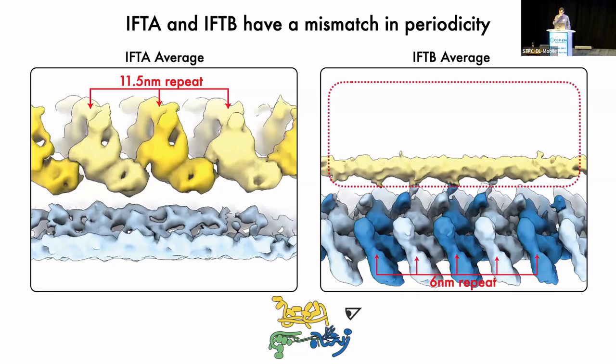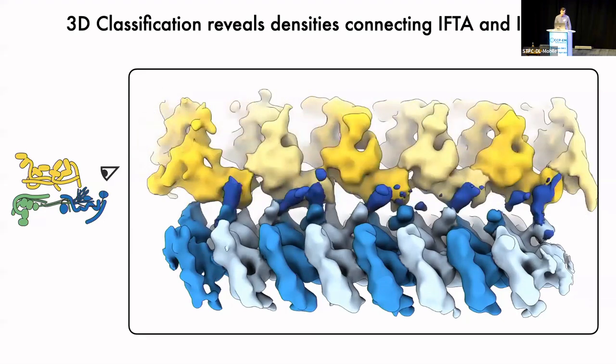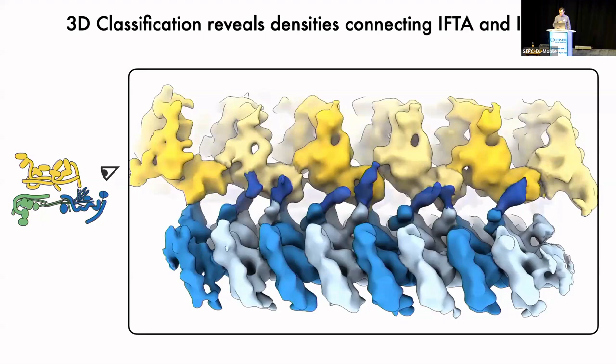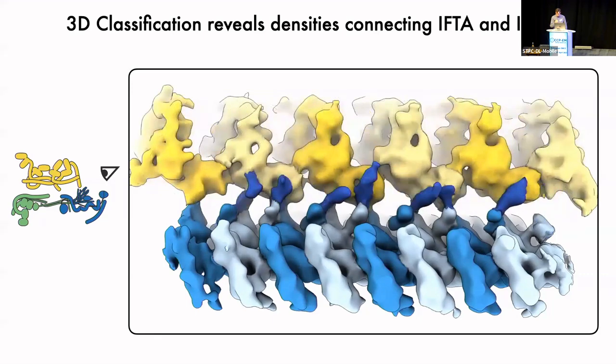I did 3D classification of the region corresponding to IFTA in our IFTB average. This shows us short regions where the IFTA is in a set register relative to IFTB. When we do this, we see an extra density emanating out of IFTB and contacting IFTA that we didn't see before. This density is in dark blue. When we compare different classes, we see that these tubular densities are very flexible, so they're able to keep IFTA and IFTB tethered to each other in a wide range of conformations.